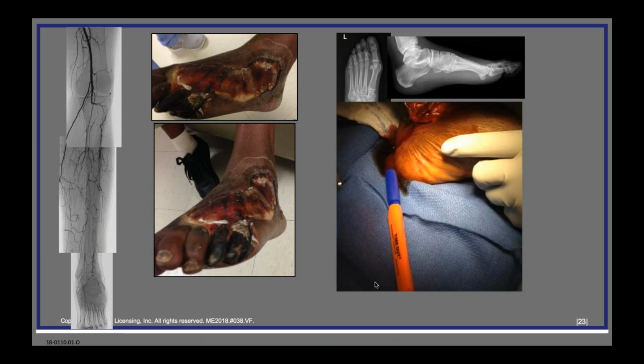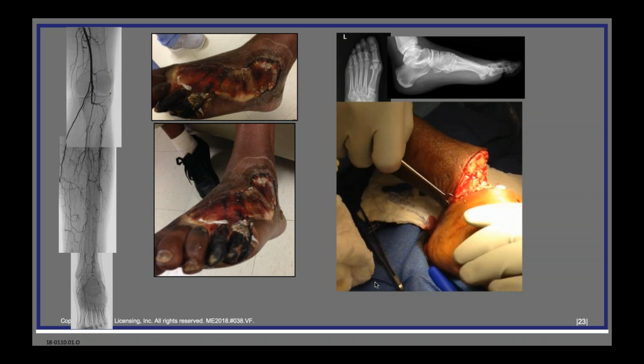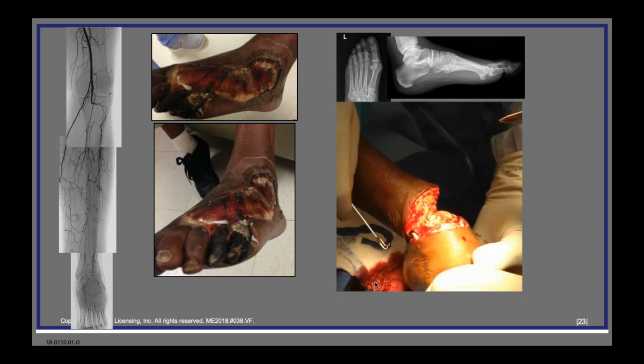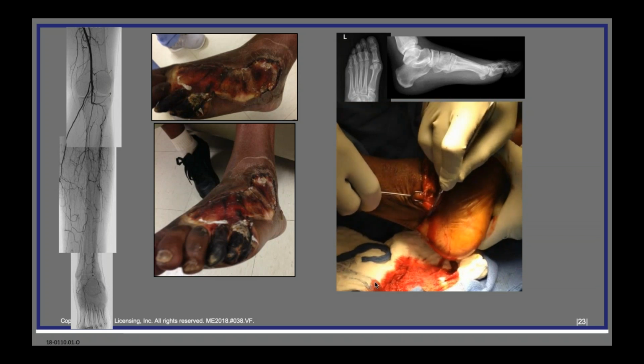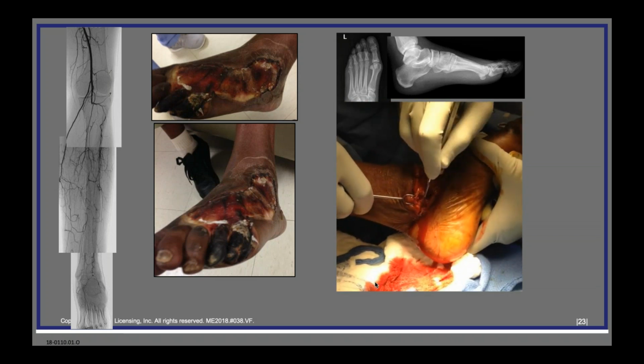But you can see in real time an ankle disarticulation being performed by a first-year resident, and he's doing a great job, by the way. But he keeps looking up at me, just as a side story, and I think he's nervous about doing this procedure.